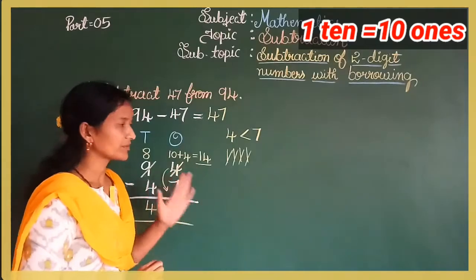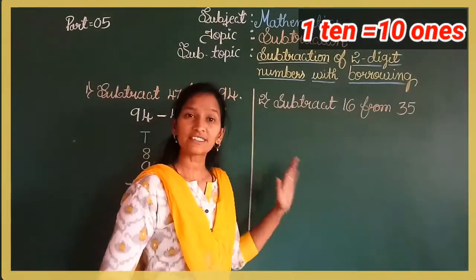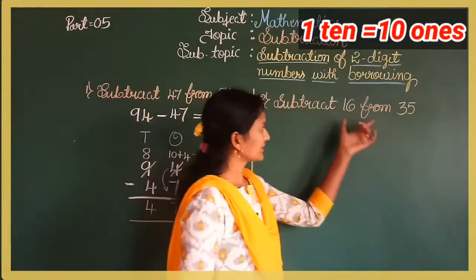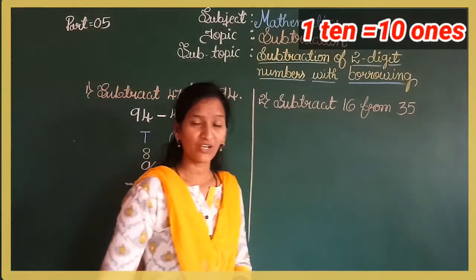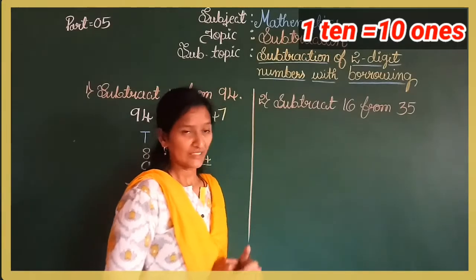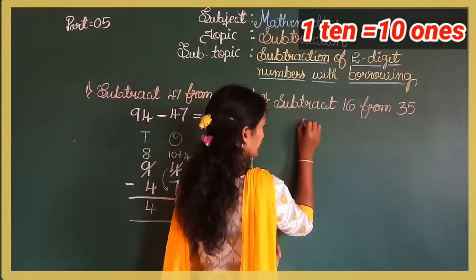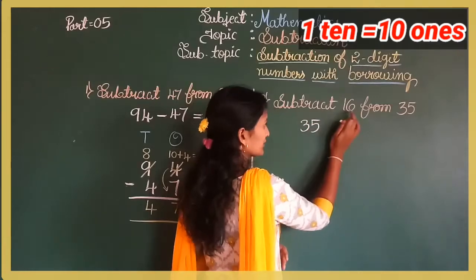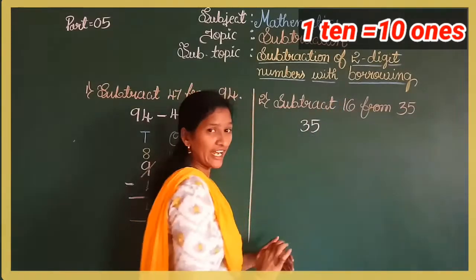Okay. So now come to the second problem. Children, this is the second problem. Subtract 16 from 35. Okay. So first, which number are you writing? The bigger one, the 35. We are going to subtract the number 16 from 35, right?